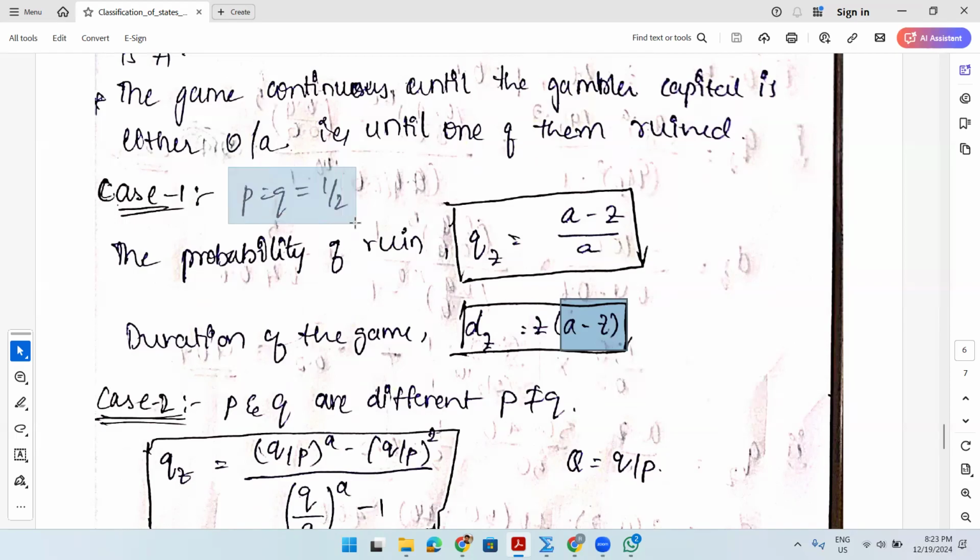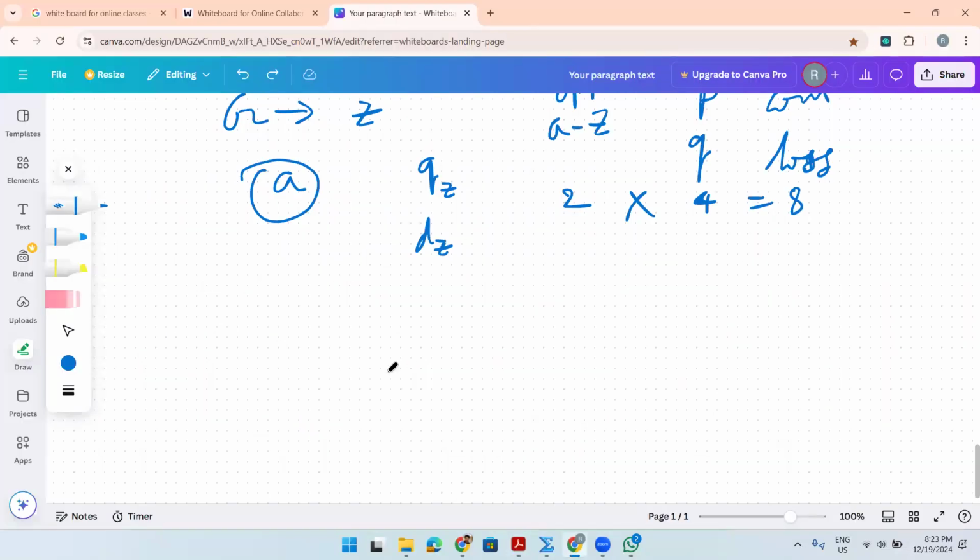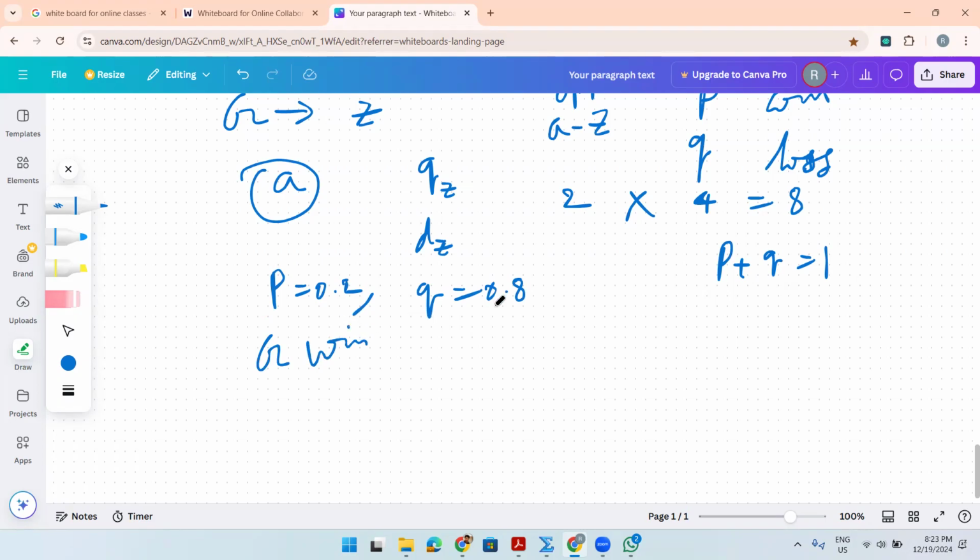That is in this case, where P and Q are equal. If P and Q are not equal, P may be 0.2, something like this, and Q will be 0.8. That is P plus Q equals 1. So the probability of win plus the probability of loss is a sure case, that is 1. So here P equal to 0.2 means the probability of the gambler winning is less compared to the opponent.